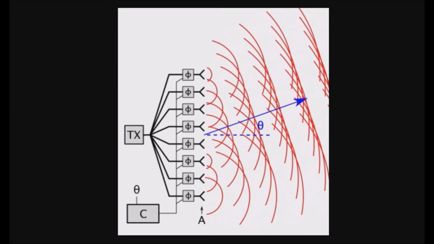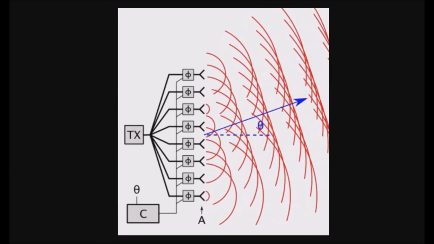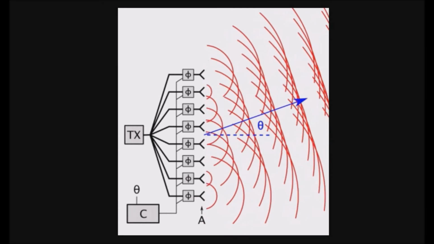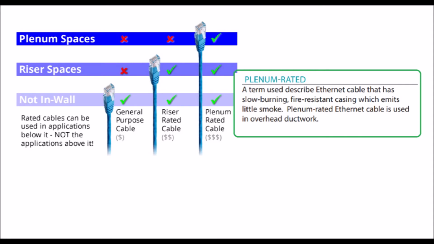Planar array. An antenna in which all of the elements, both active and parasitic, are in one plane. Plenum rated. A term used to describe Ethernet cable that has slow burning, fire-resistant casing which emits little smoke. Plenum rated Ethernet cable is used in overhead duct work.